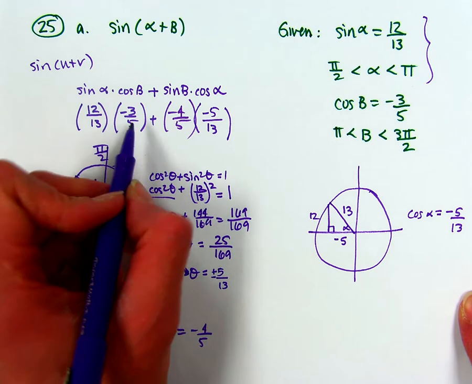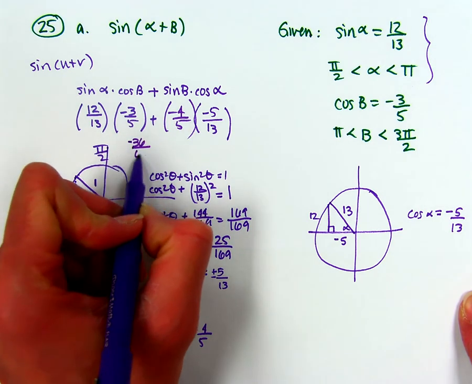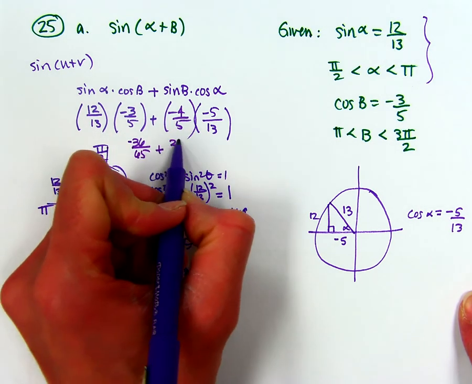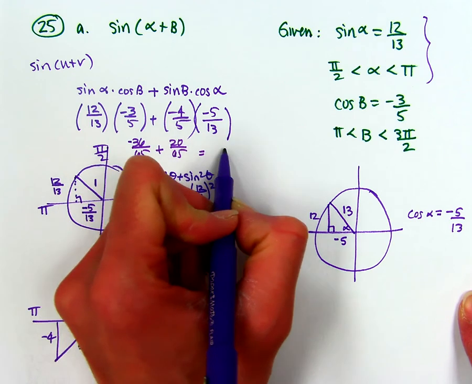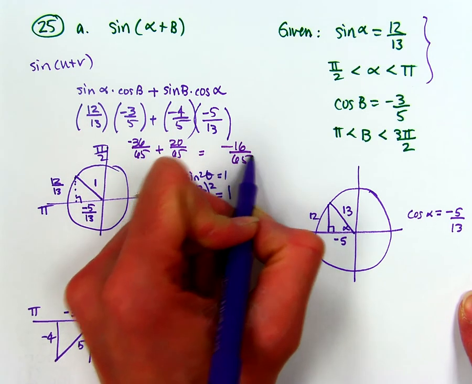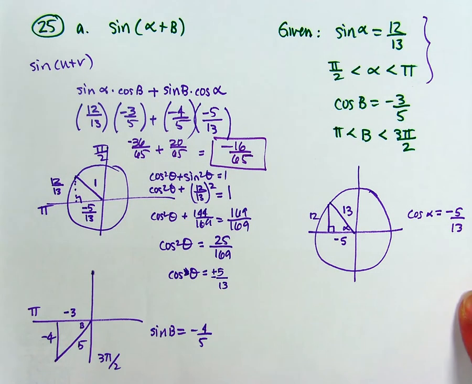All right, so now you're going to simplify. This will be negative 36/65 plus 20/65, and that gives you negative 16/65.